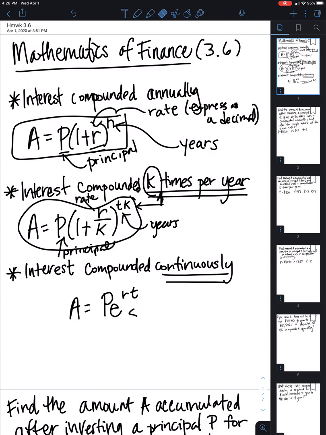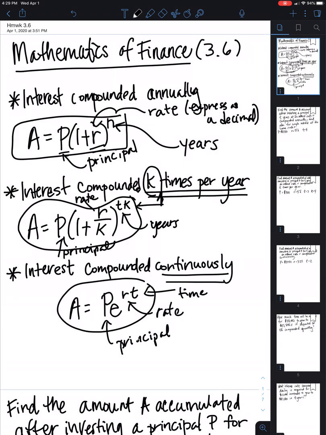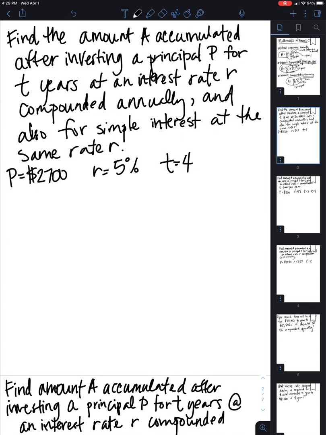Okay, so again, all kind of the same letters here. P is the principal. E is a number, a value in your calculator, like 2.7 something or other. R is the rate, of course you always want to write it as a decimal. T is time. So if you want to write down those three equations, those are the ones that we're going to be using for all of these examples. All right, so let's move on to the first example.